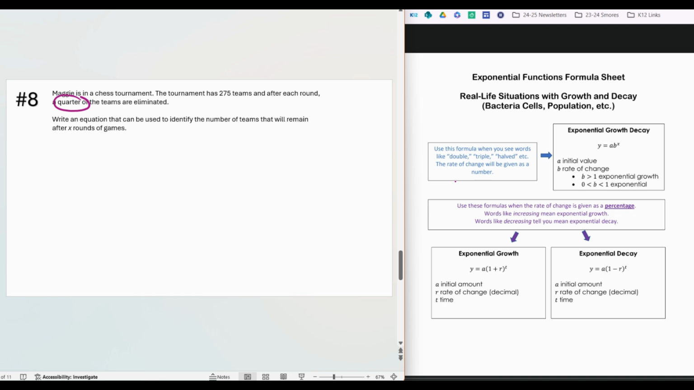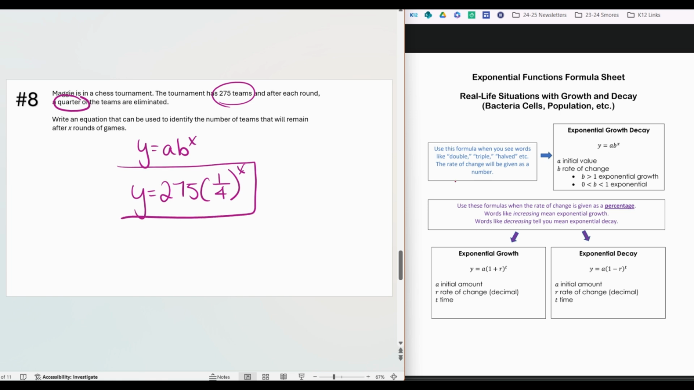So we're going to use that y equals a times b to the x. So a is the initial value, that 275. So we have y equals 275. A quarter means 1/4, right? So we're going to do b is 1/4, and then we just do that's to the x power. Okay, so all we need to do is write the formula. We're not actually solving for anything in this problem. So we have y equals 275 times 1/4 to the x.